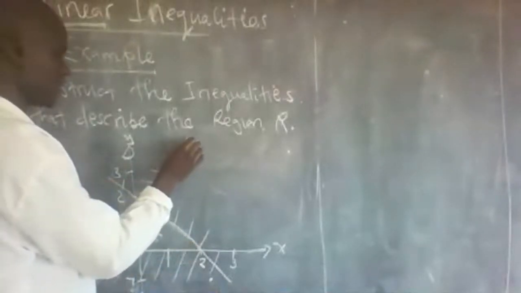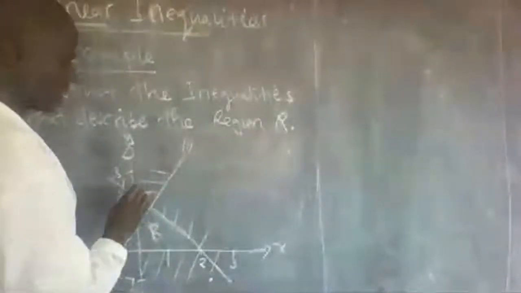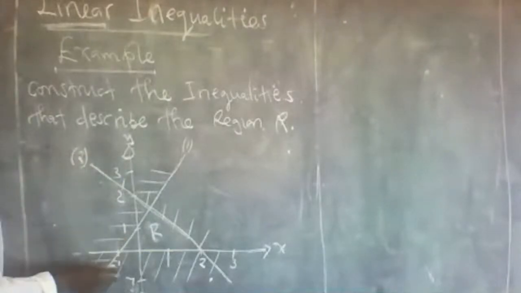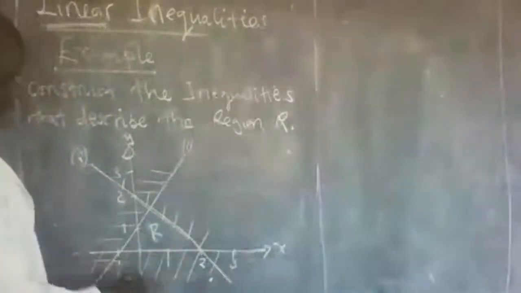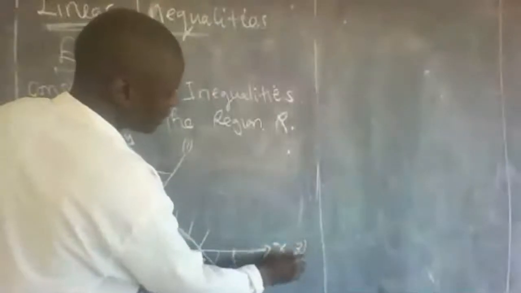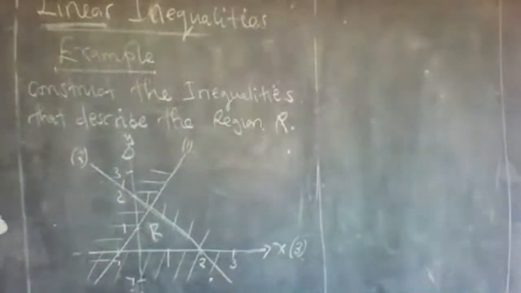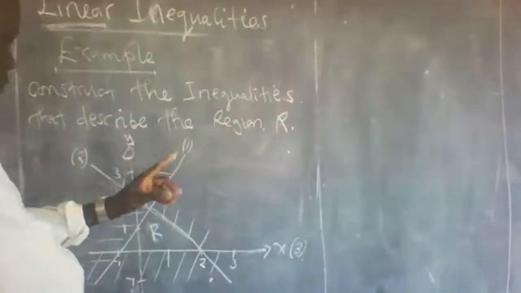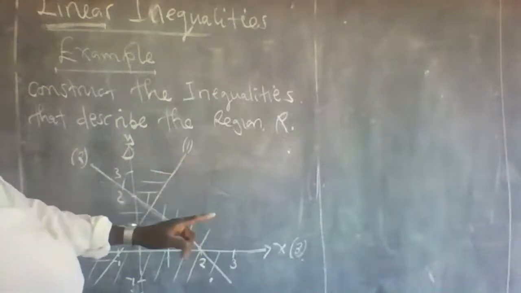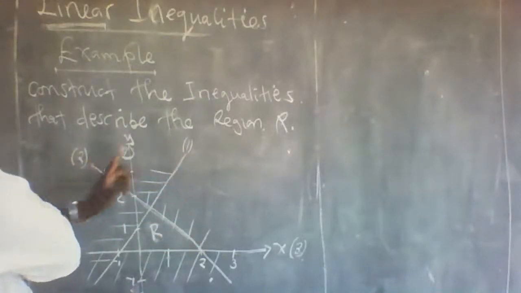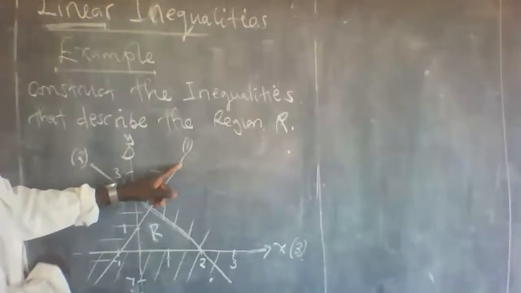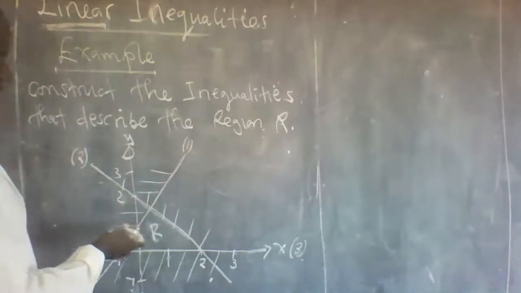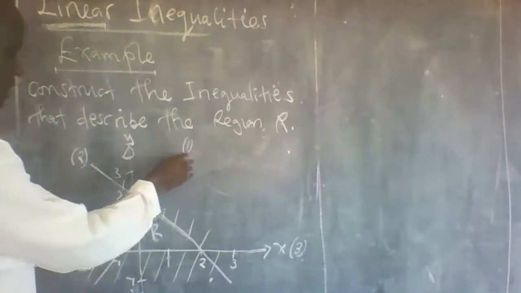So this is line 1. This here is line 2. And this line which was used when shading down here, I'm going to call it line 3. So for the sake of simplicity and logistics, I'm going to solve these inequalities following the numbers itemized. So I'm going to deal with the first number here, number 1. So what is the inequality that was used to draw this line?